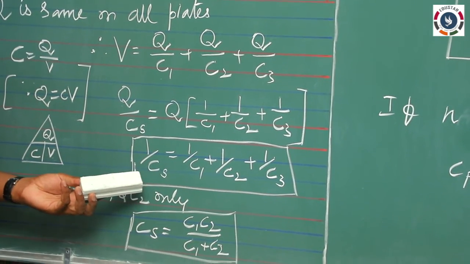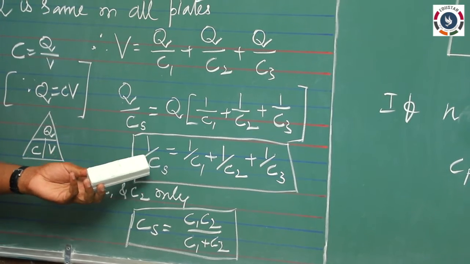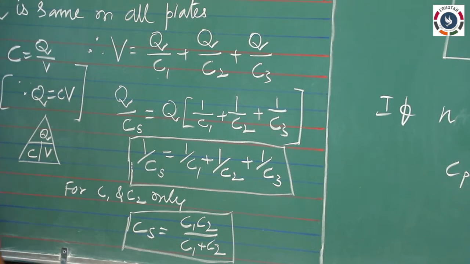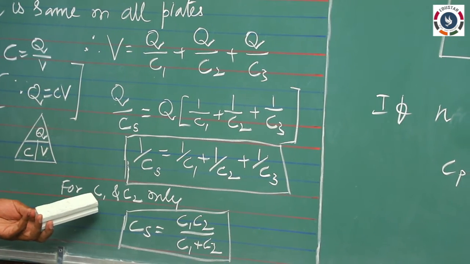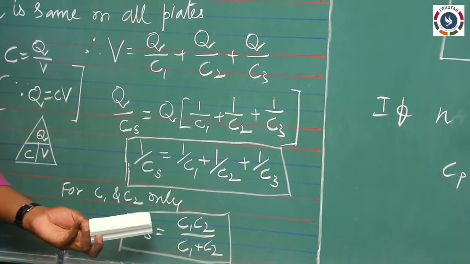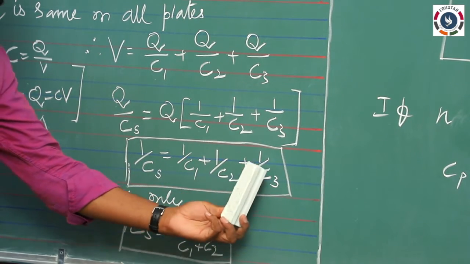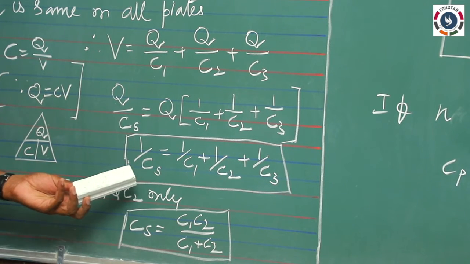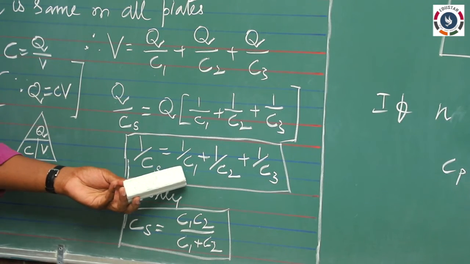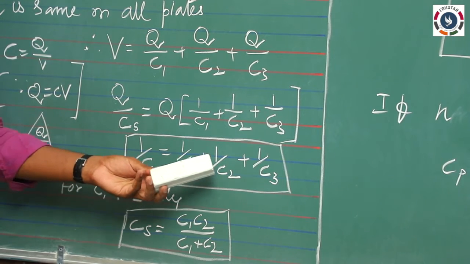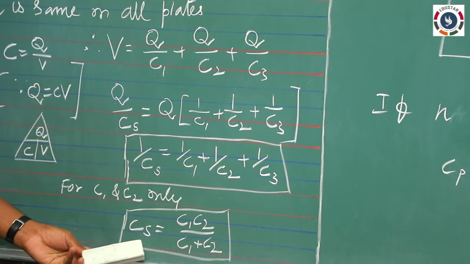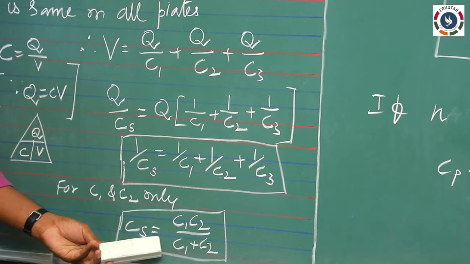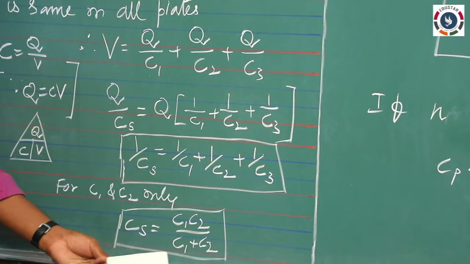If n capacitors are connected in series, we can write 1 by CS equal to 1 by C1 plus 1 by C2 plus 1 by C3 and so on, up to 1 by Cn. If you take only two capacitors C1 and C2, there will be no 1 by C3, so only 1 by C1 plus 1 by C2. Taking the LCM, 1 by CS equals C1 plus C2 by C1 C2. Taking the reciprocal, we get CS, the effective capacitance of the two capacitors: CS equal to C1 C2 by C1 plus C2.